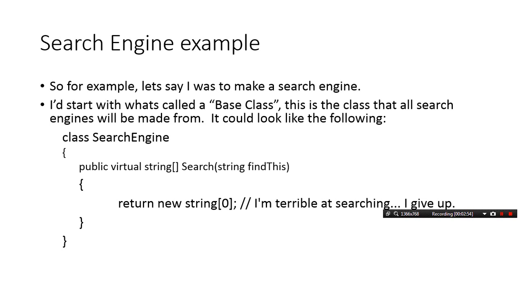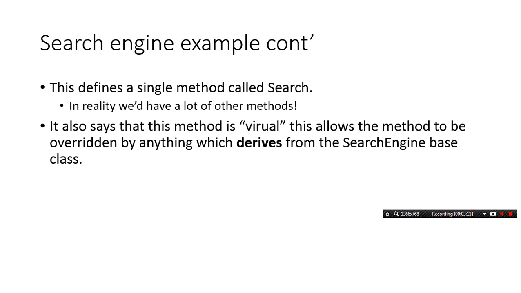In this case, it doesn't actually do anything. It just says return new string[0]. So it just says, I've got nothing to give. And in fact, that's okay for the base class, because the base class is never going to actually return anything. It's the child classes that are going to define how the search looks. Because what it's really doing is defining a single method called search. In reality, of course, we'd have lots of other methods for a search engine, but this is the important one in this case.